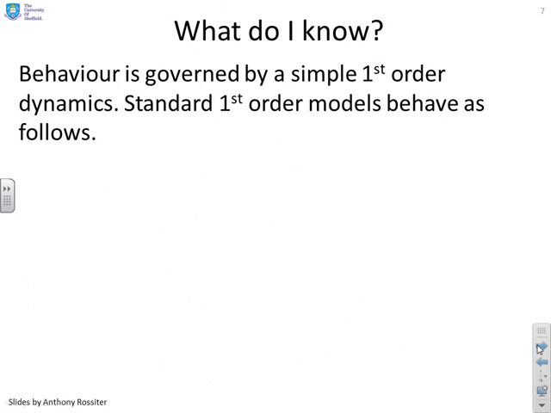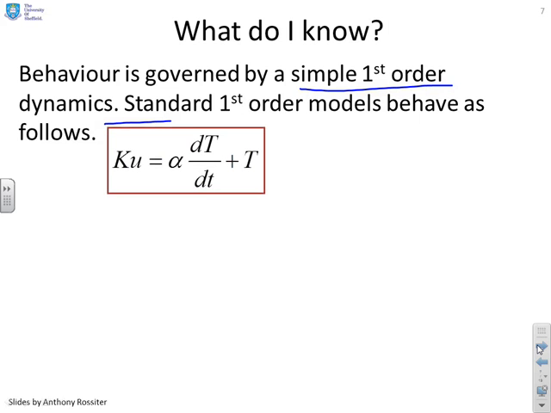Well, if my model is a simple first-order model, then I know what the dynamics are like. So perhaps it'll be interesting to look at that before I start. Here's a standard first-order model in time constant form. You can see alpha is the time constant. Ku will be the gain times the input, and Ku together gives you the steady state.